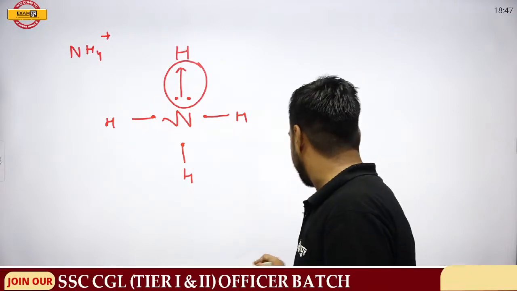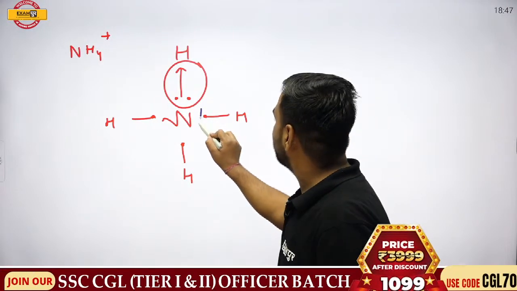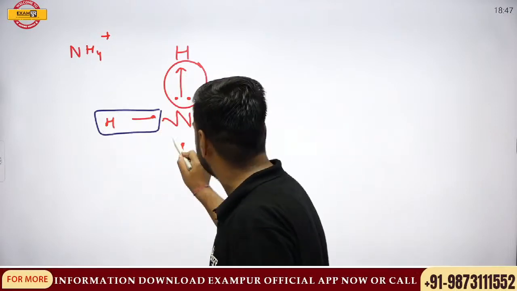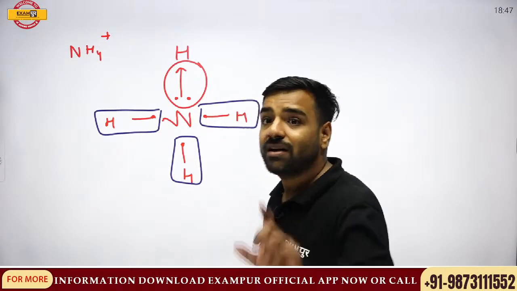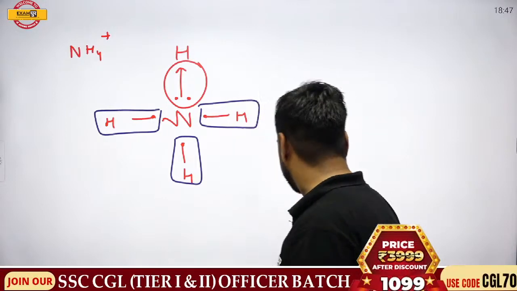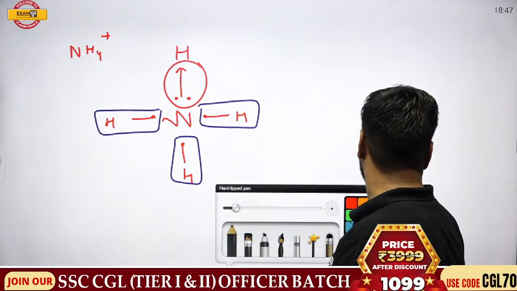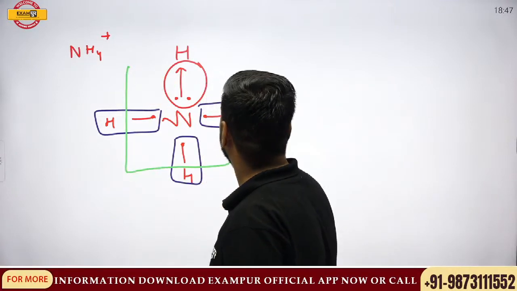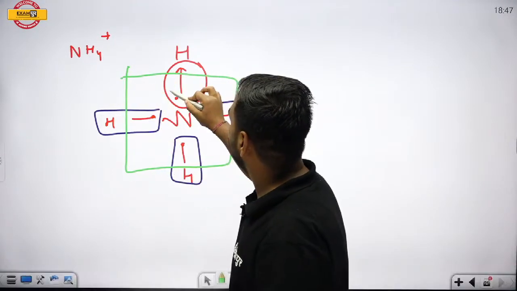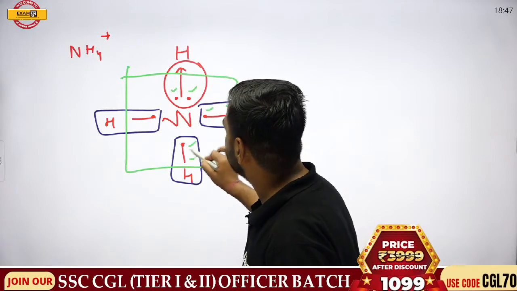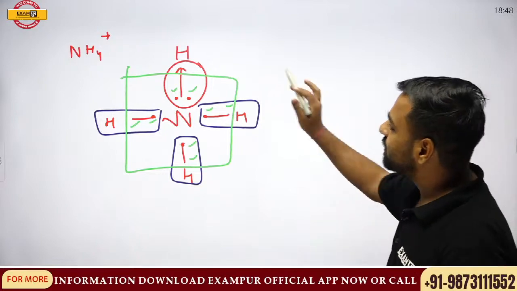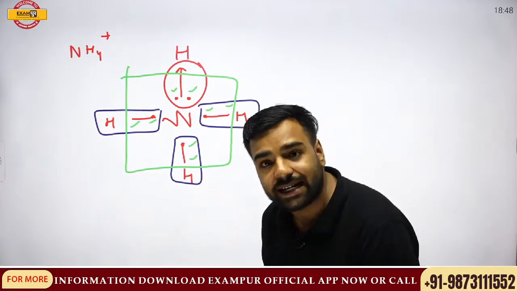Here there was already bonding present, so this hydrogen was happy with 2 electrons. This hydrogen is happy because its duet is complete. This hydrogen is also happy because its duet is complete. What about nitrogen? I'll use green color here. Just try to calculate this. Nitrogen is already having 1, 2, 3, 4, 5, 6, 7, 8. So everyone is happy, and in this manner, this ammonium ion actually gets stability.